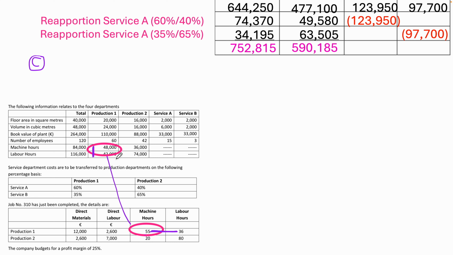So we're going to divide that 752,815 by 48,000 machine hours, and that's going to give us €15.67 per machine hour. So we've broken that down now. We've done part C for production 1. We've broken it down into a per hour basis. We have used machine hours because that is the most dominant activity. Okay, next then, the 590,185.